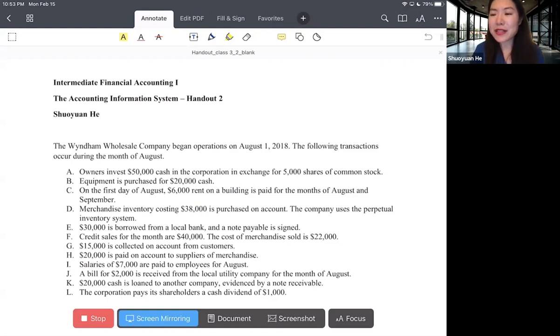We have talked about the 10-step accounting processing cycle. Now let's look at an example here. This handout is posted on your island, and this example may take half an hour to finish. So please pause your video and take about half an hour. Try to work on this example by yourself first.